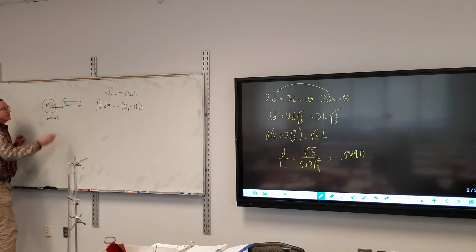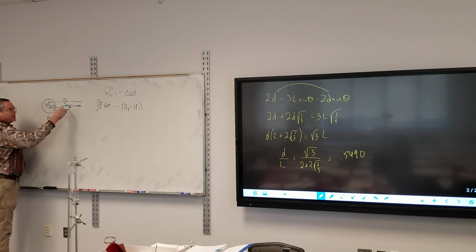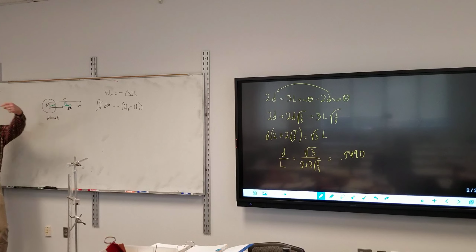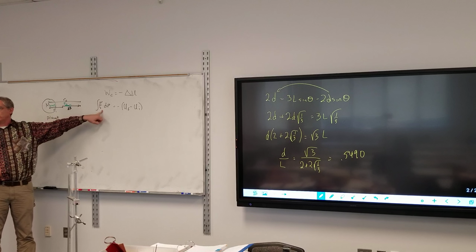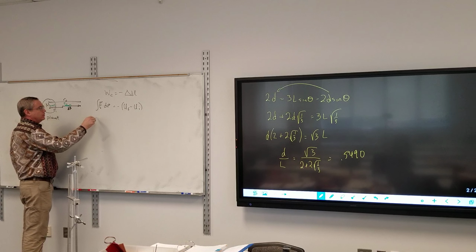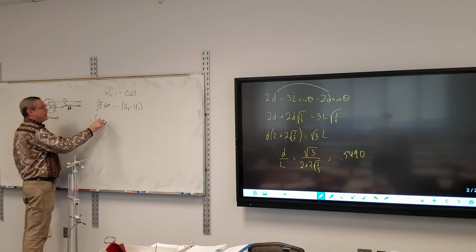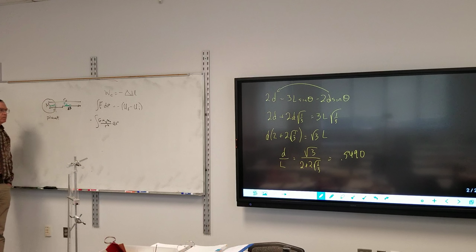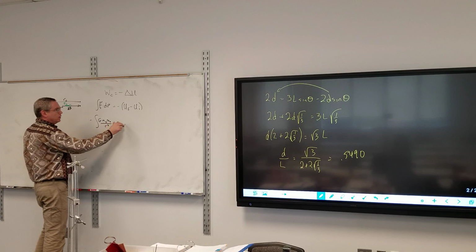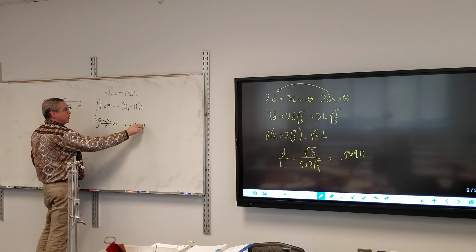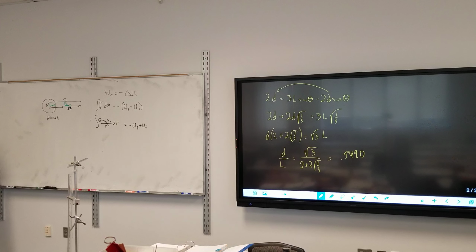So I know that as this moves that way, my dr is in that direction. But my force is in the opposite direction, so my dot product here is going to produce a negative value. So this is negative integral big G, mass of the planet, mass of the object over R squared, dr, equals negative UF plus UI. And just to warn you, I've done this derivation many times, and probably 80% of the time I screw up a negative sign somewhere, so be on the lookout for that.